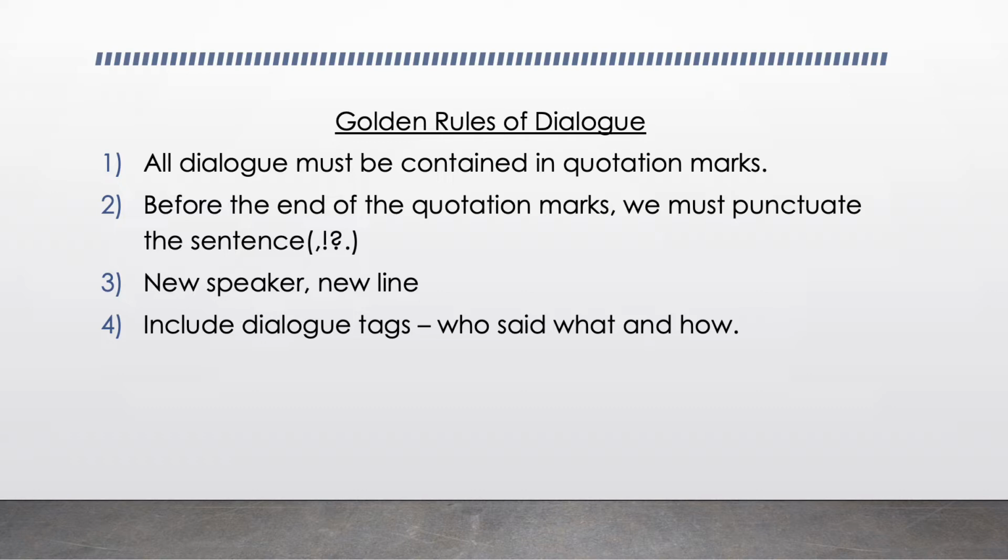Number three doesn't exactly apply to us today, as we aren't going to be including too much dialogue. However, if we were writing a narrative story and having a conversation between two characters, each time a new speaker would speak, we would start our writing on the line below. And last of all, number four, include dialogue tags. I'm going to refer to these as speaker tags today, and these are all about who said what and how they have said it.